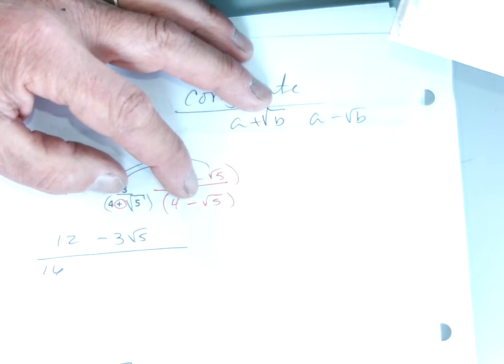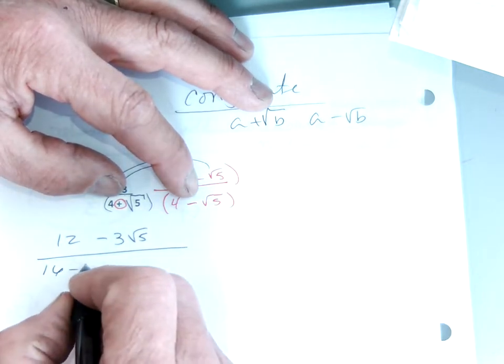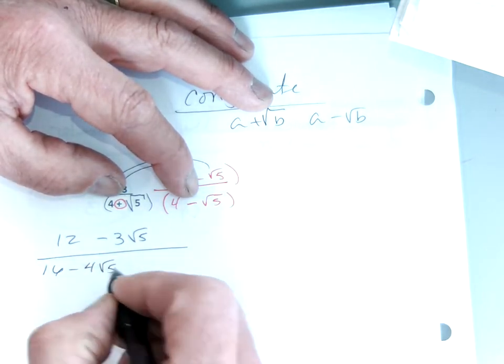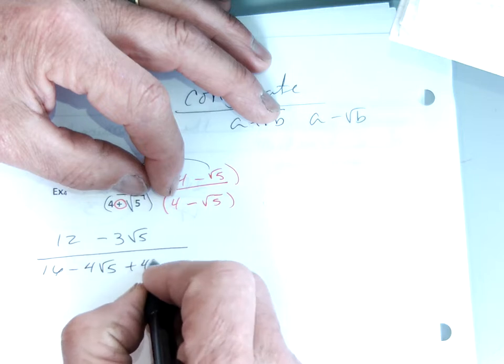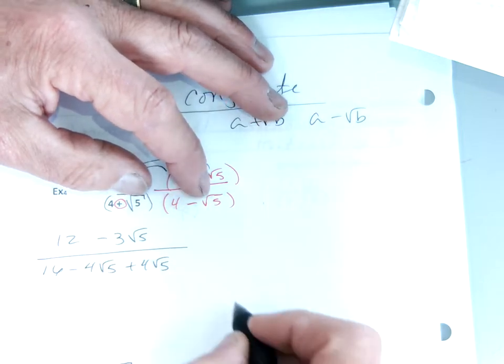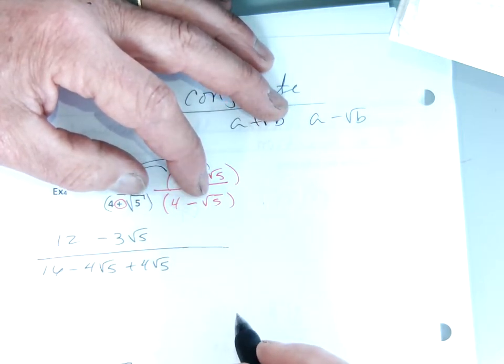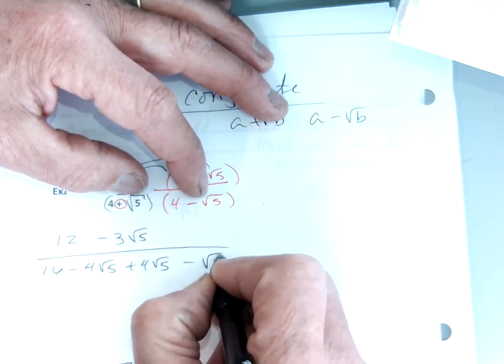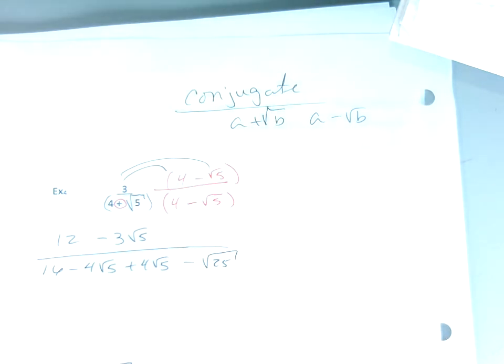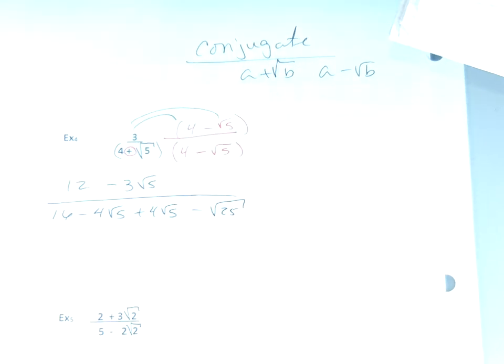4 times a negative square root of 5 is a negative 4 square root of 5. Square root of 5 times a positive 4 is a positive 4 square root of 5. And finally, square root of 5 times square root of 5 is a negative square root of 25. Now, of course, when I get done, we'll look at it and say, wait a minute, all the square roots are going to drop out, aren't they? And that's our goal.